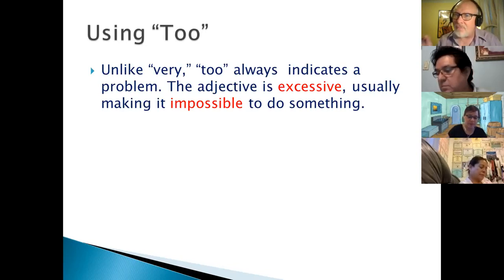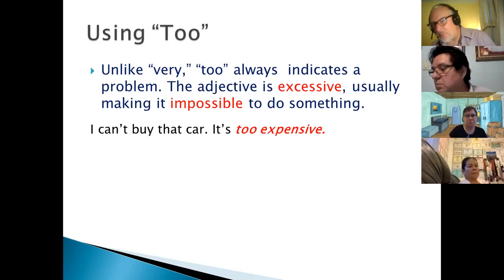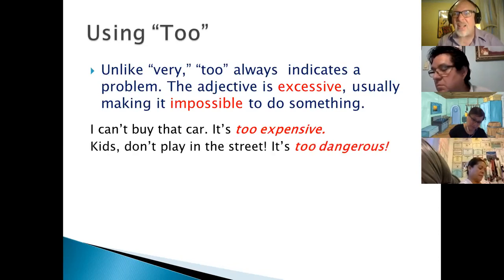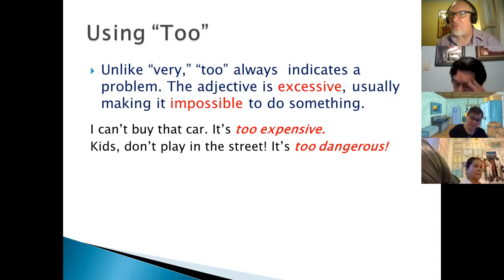It's very similar to very, but it always means there's a problem. Very could be good, right? For example, that movie was very funny. That's good. Too is never good. Too is always a problem, right? So this food is too spicy. I don't want it. I can't buy the car. It's too expensive. There's a problem. Kids don't play in the street. It's too dangerous. There's a problem if you play in the street, right? It's too dangerous.